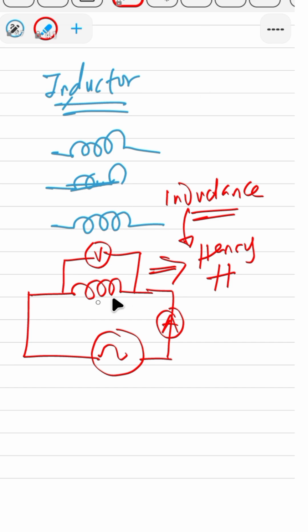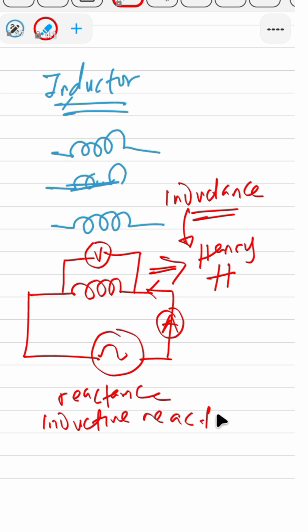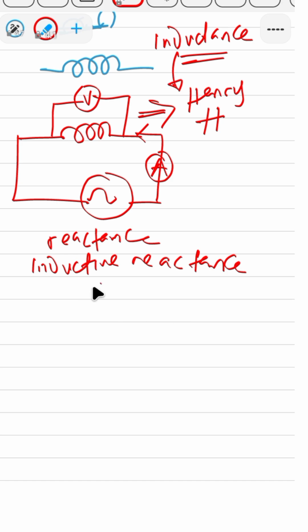So the inductor will offer a resistance to the current, and that resistance is called reactance. But not capacitive, this is not the one for capacitor. You call it inductive reactance. The symbol is XL, just like capacitive reactance, the symbol is XC. So the resistance that the inductor will offer is called inductive reactance. It's also measured in ohms, and the symbol is XL.